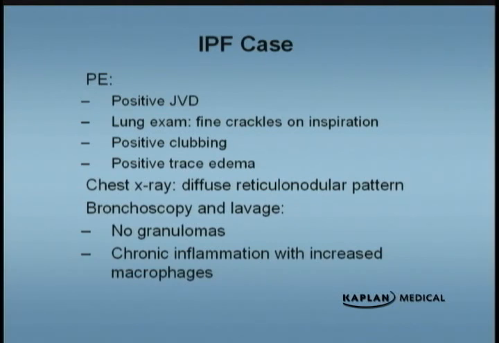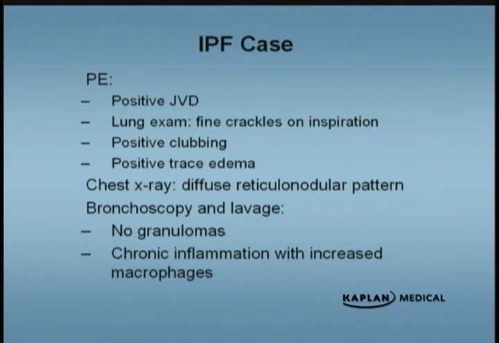The bronchoscopy and lavage show no granulomas, chronic inflammation with increased macrophages. That's the typical thing that we find in IPF, idiopathic pulmonary fibrosis: chronic inflammation, nonspecific, with increased macrophages. This is not pathognomonic for anything, but look, I've ruled out other stuff. No granulomas, right? So no sarcoid, nothing else there. I ruled out pneumoconiosis because I didn't find any fibers consistent with pneumoconiosis.